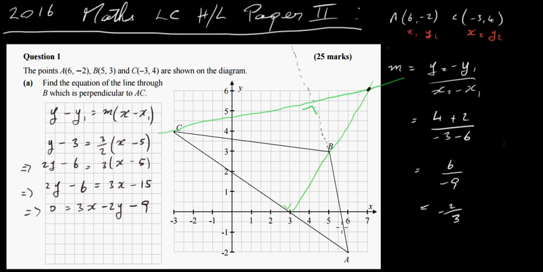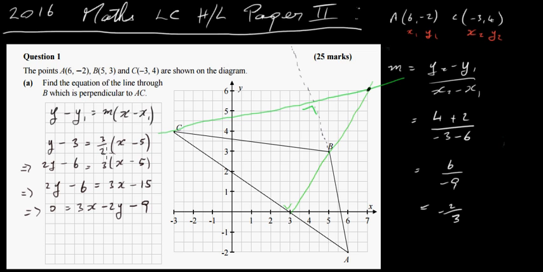So to find the slope of AC, we use this formula here. I've written down A and C here. So put the values into this formula and you get a slope of minus 2 over 3. So the slope of this line here is minus 2 over 3, which means the slope of this line here is 3 over 2. Turn it upside down, change the sign. Okay, so now we have the slope 3 over 2.